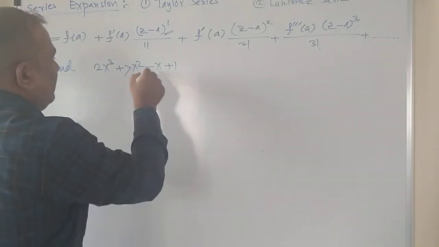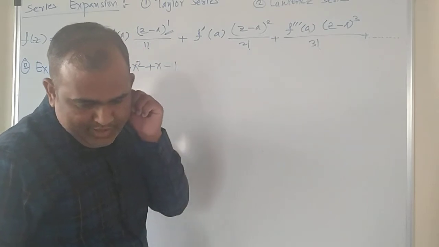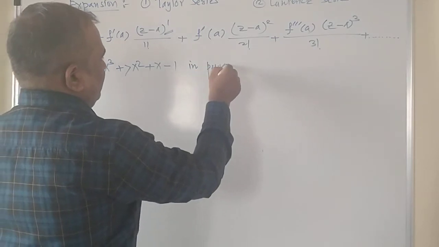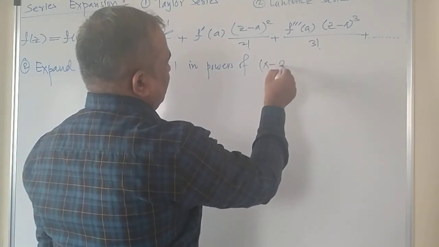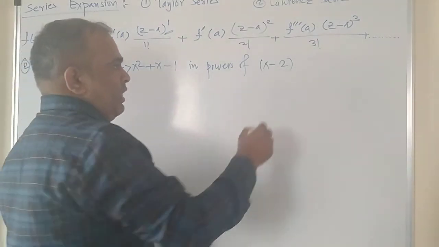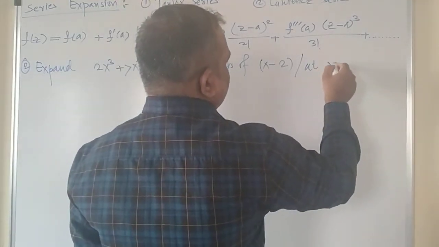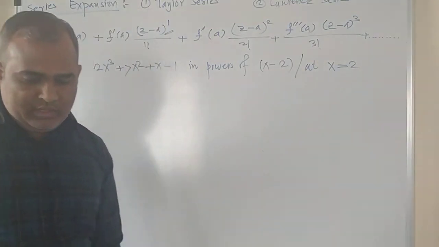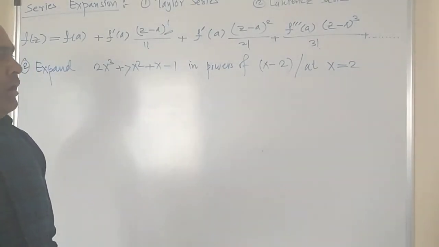in powers of x minus 2. Or sometimes this kind of wording is also used: at x equals 2, in powers of x minus 2, or at x equals 2, one and the same, or sometimes the word used is around x equals 2. Got it?